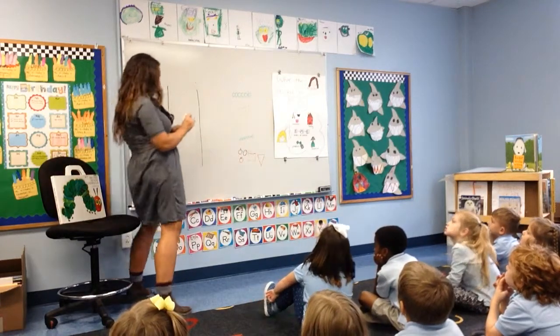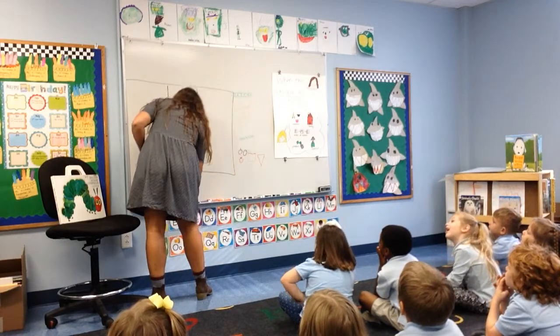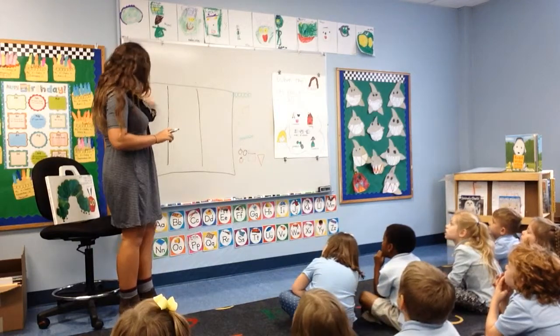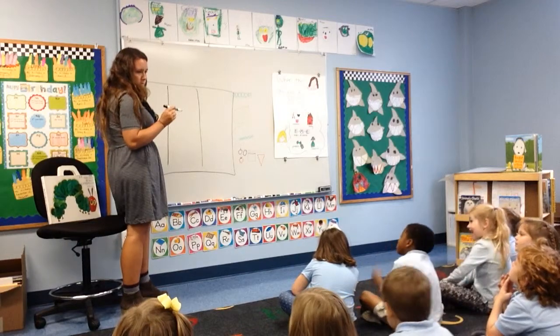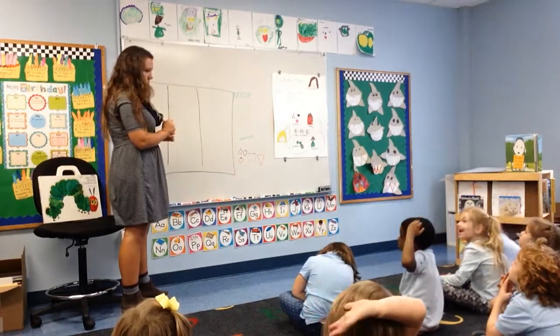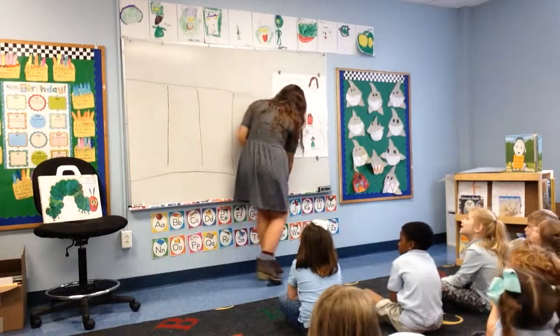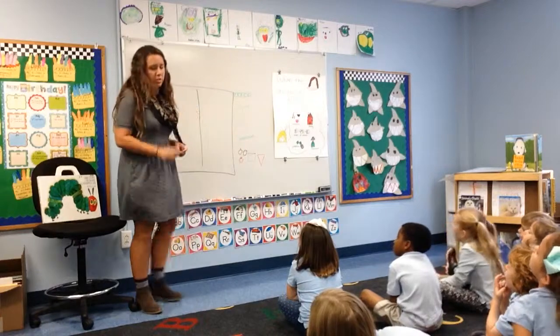I'm going to make a little box. All right, so this is the beginning, the middle, and the end. So what happened in the beginning? What happened in the beginning, Maya? What happened in the beginning of our story? Remember we just looked at it?